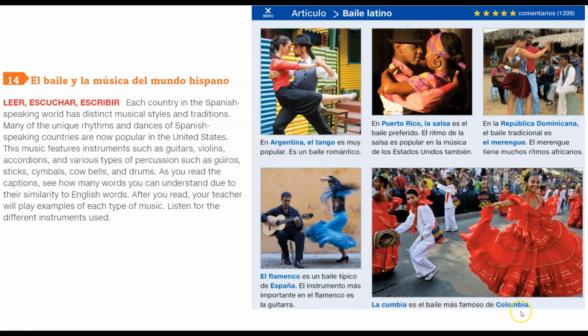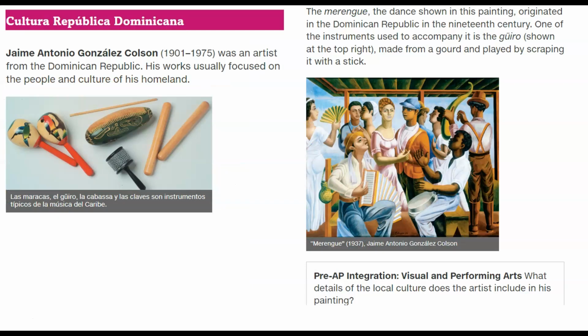The cumbia is the most famous dance of Colombia. And yes, I know how to dance cumbia.